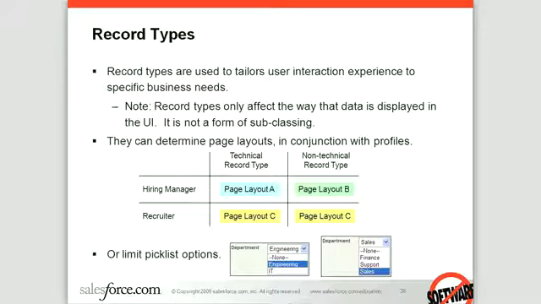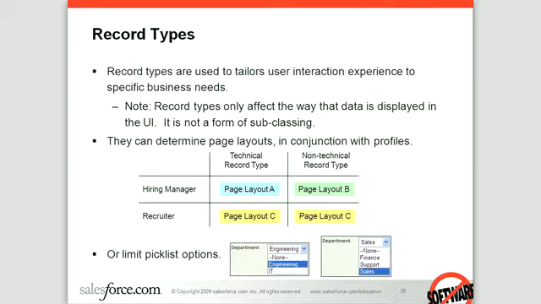What record types do, they do two things. Record types can determine which page layout is displayed for a specific record or is utilized for a record. And it can also limit pick list, the available pick list items associated with a record. Okay?